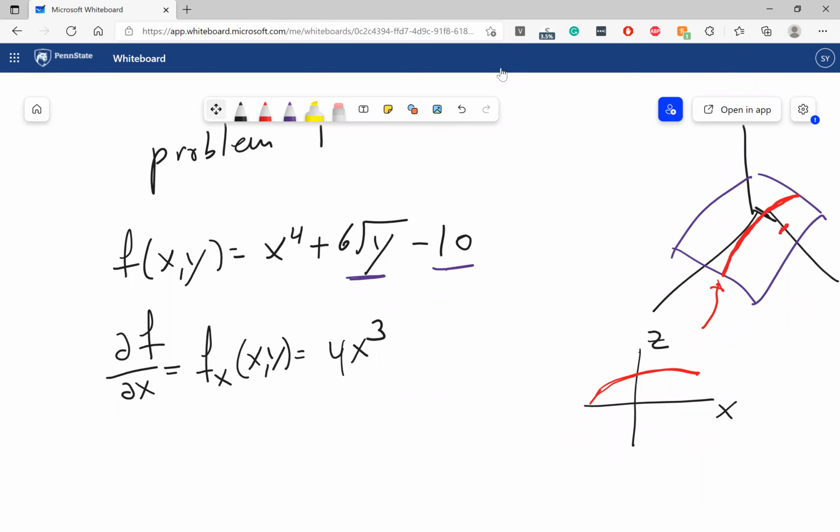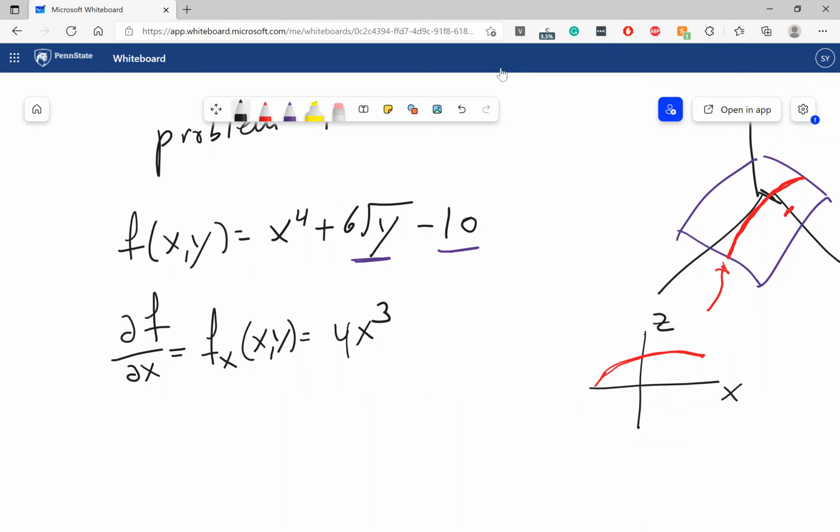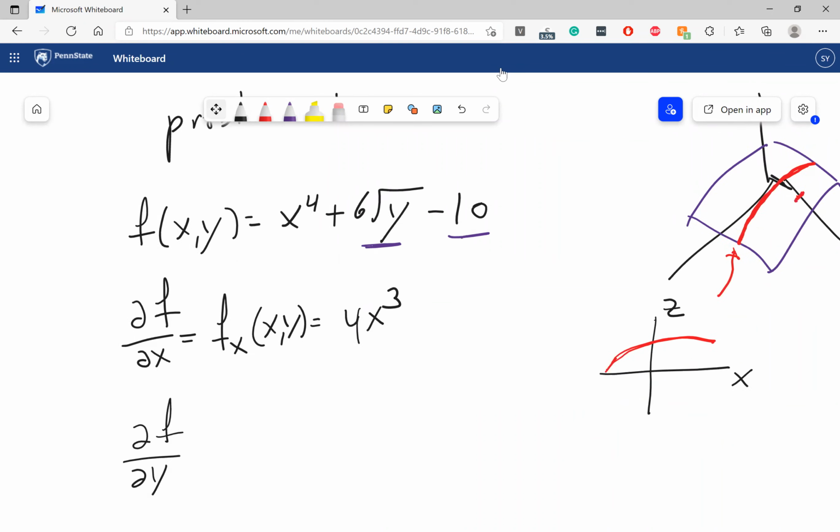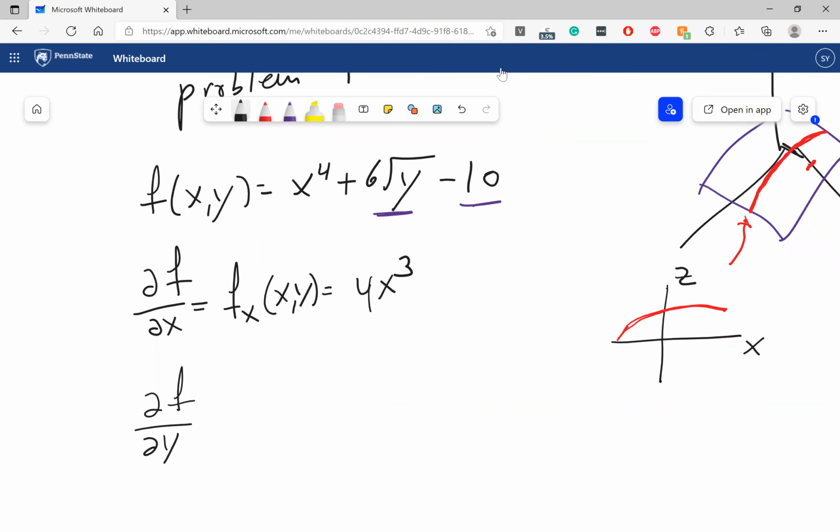Well, let's try to take the partial with respect to y then. So the partial of f with respect to y is going to be equal to the partial of f with respect to y at x comma y. And that is going to be, well, now our x disappears and we get 6 over 2 square root of y, by taking the derivative of the square root of y.